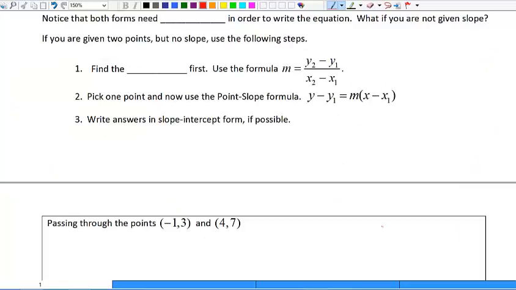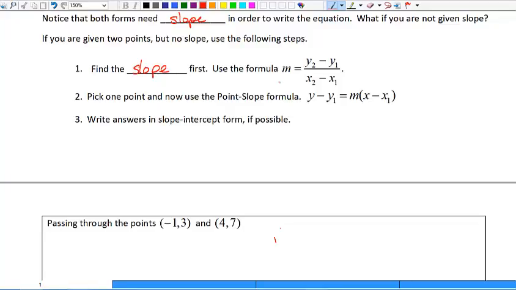Notice that both forms that we've just used need slope in order to write the equation. So here's a question. What if you were not given slope? Let's just say you're given 2 points but no slope. So here's the following steps that you're going to use. First, if you're given 2 points, you need to find the slope so that you can have a slope.